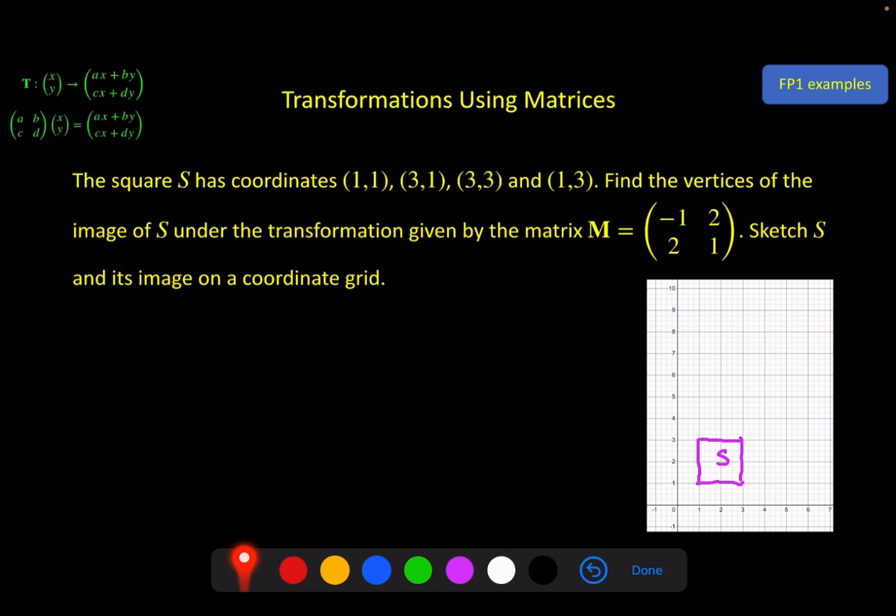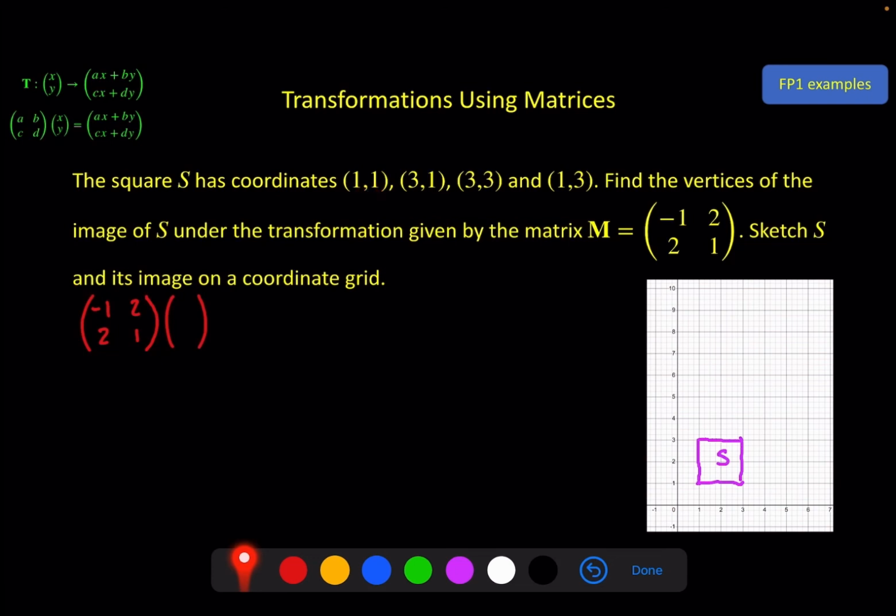It's very important that the transformation matrix stays on the left of this, the coordinates on the right. Remember, the order of matrix multiplication is very important. But I'm basically just going to do 4 lots of multiplication. So we've got the matrix, minus 1, 2, 2, 1. And we are applying this onto a set of coordinates, but not the general point xy. I've got an actual coordinate here, 1, 1.